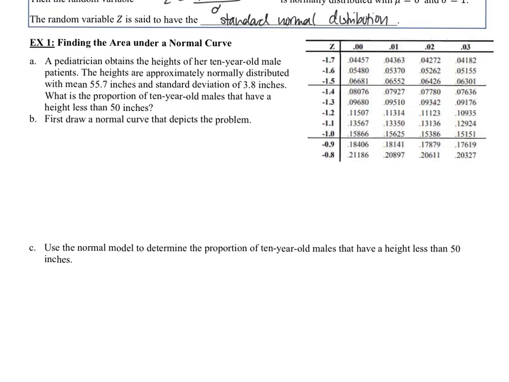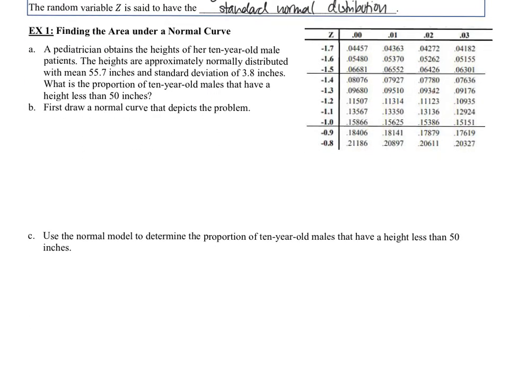So for example 1, finding the area under a curve. A pediatrician obtains the heights of her 10-year-old male patients. The heights are approximately normally distributed, with mean of 55.7 inches and standard deviation of 3.8 inches. What is the proportion of 10-year-old males that have a height less than 50 inches?